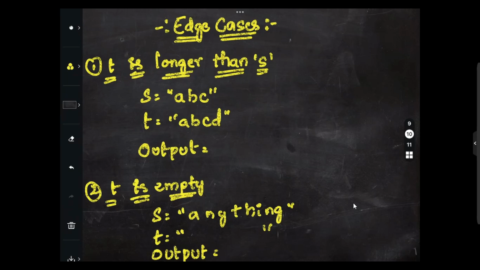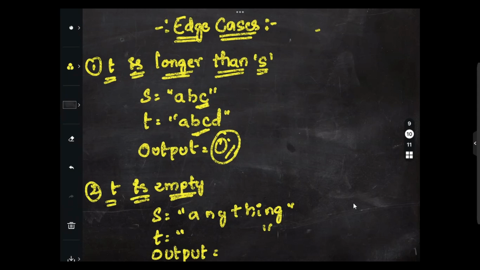Next, let's discuss the edge cases one by one. After discussing the edge cases, let's start writing the code, right? So before that, let's discuss the edge cases here. The first edge case is for t larger than s. So input abc, t is larger here, abcd. So the output will be 0 in this case. Why is the output here 0? Because it is impossible to form t from s in this case.